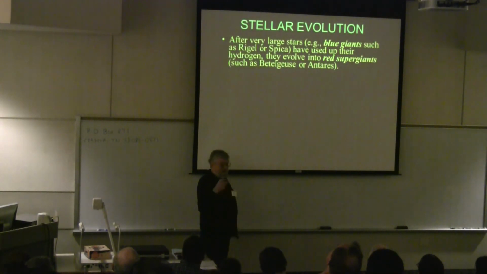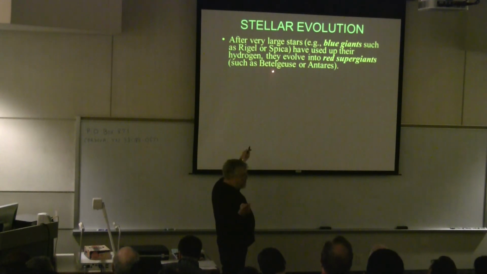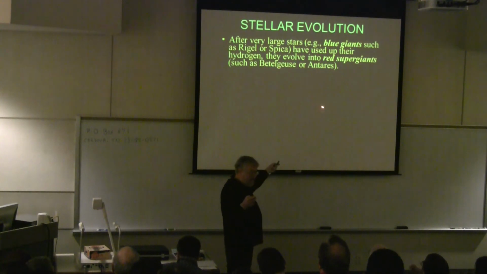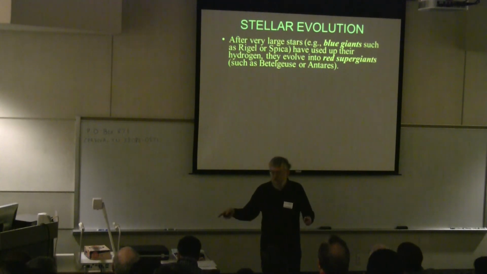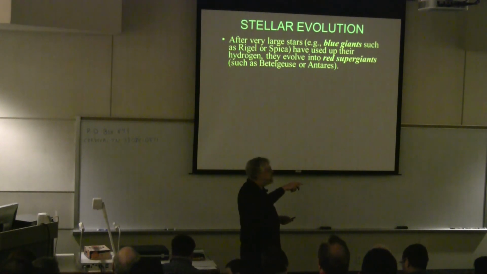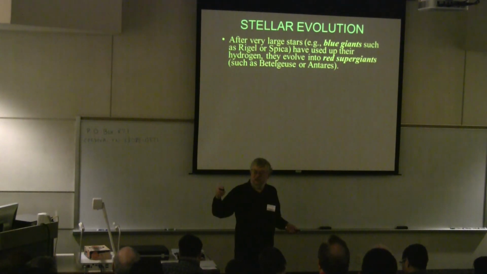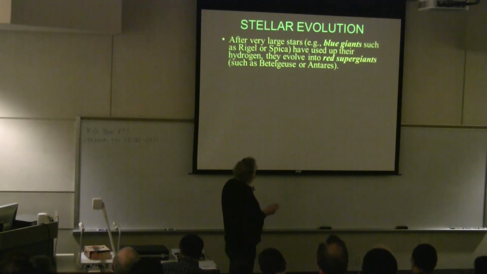Very large stars wind up with a more spectacular end. The blue giants, like Rigel or Spica, when they use up their hydrogen or the usable parts, turn into red supergiants like Betelgeuse and Antares. So the next time you're looking at Orion in the sky, find them on your sky map, look at Rigel in his heel, the blue giant star. Then look up at Betelgeuse and you can see what Rigel is eventually going to turn into. The blue giants turn into red supergiants after a while.